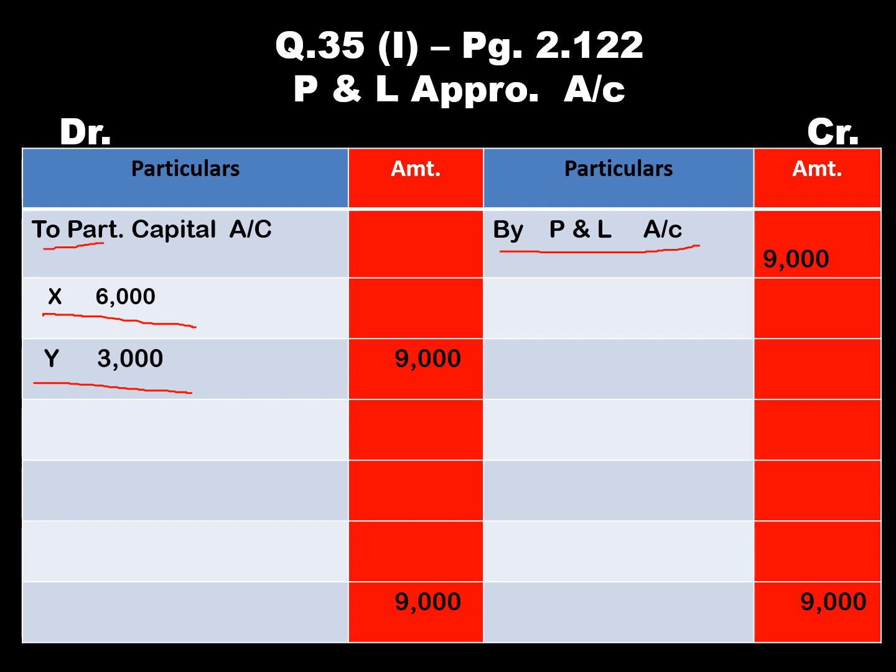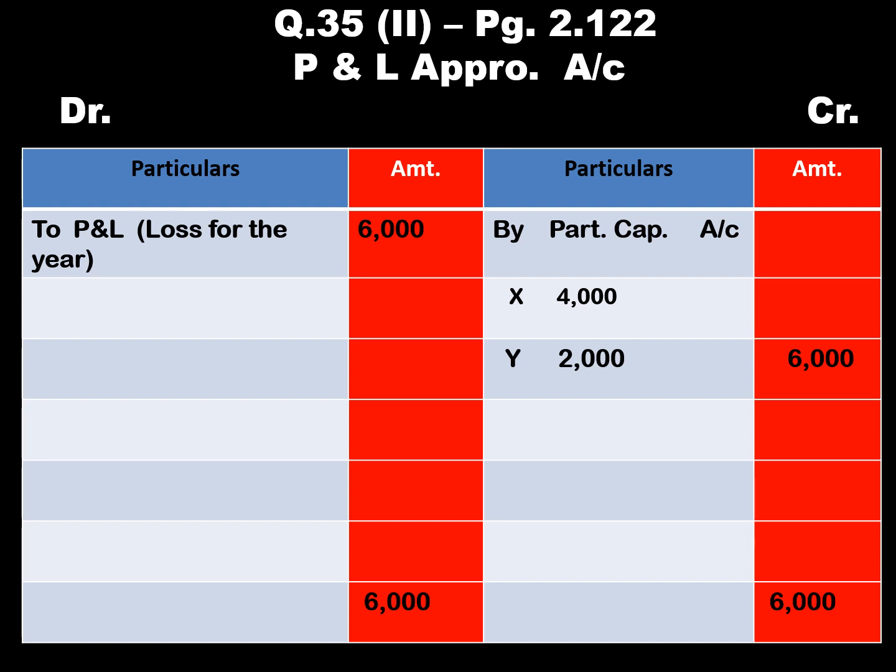So this 9,000 rupees will be distributed among the partners X and Y in their profit sharing ratio. We will transfer this profit to their capital accounts. X will get 6,000 and Y will get 3,000, because the profit sharing ratio among the partners given in the question is 2:1. So the profit of 9,000 is transferred to the partners' capital accounts in the ratio of 2:1.